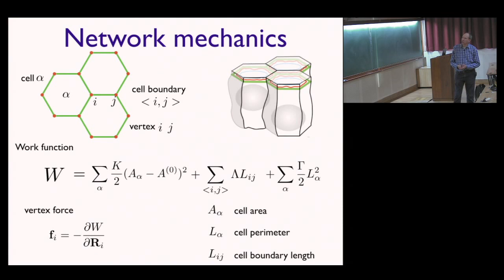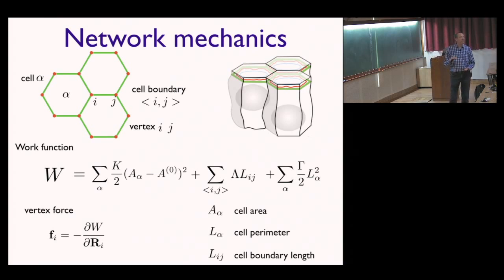Each cell is a polygon. Alpha is an index of cells. I and J are indices of vertices. And to capture the mechanics of this meshwork, we take into account the fact that there is a preferred area in two dimensions, and there is an elastic modulus describing area changes. And this comes, of course, from the three-dimensional nature of the problem.